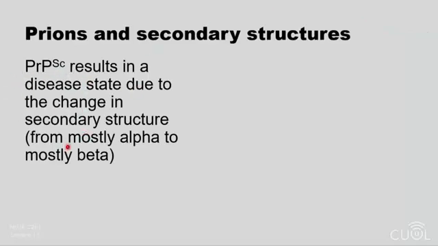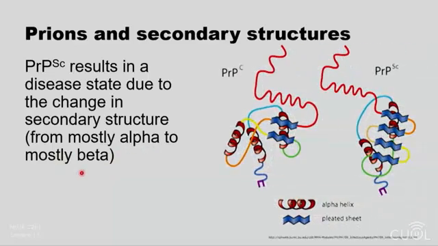Okay, so prion scrapie results in a disease state due to the change in the secondary structure, right? So we're talking about protein structure, not crazy diseases that affect the central nervous system. So from mostly alpha to mostly beta. Okay, so this is where you can see some of the change.